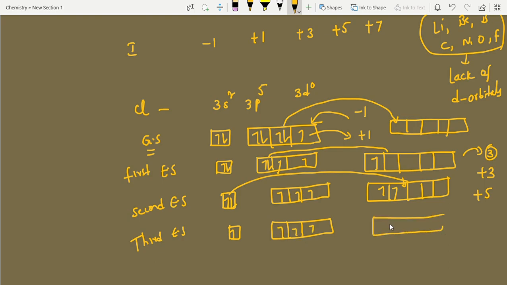That's all. 1, 2, 3, 4, 5, 6, 7. 7 unpaired electrons, 7 ready to lose. Its maximum oxidation state is +7. Why? Because it belongs to group 7A elements. With this we have successfully completed oxidation state.